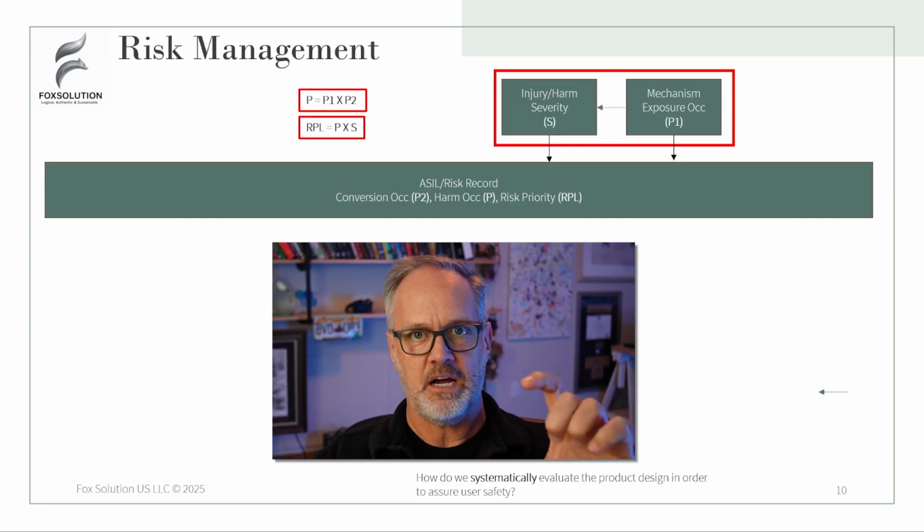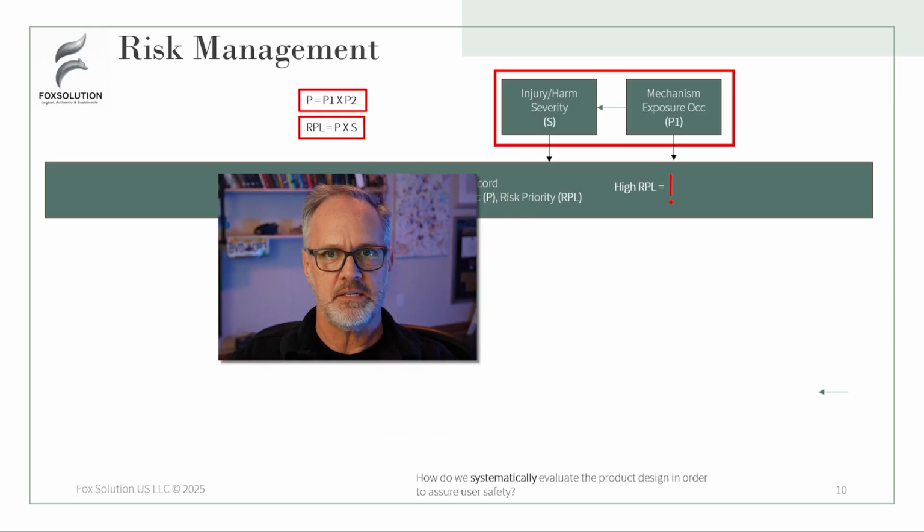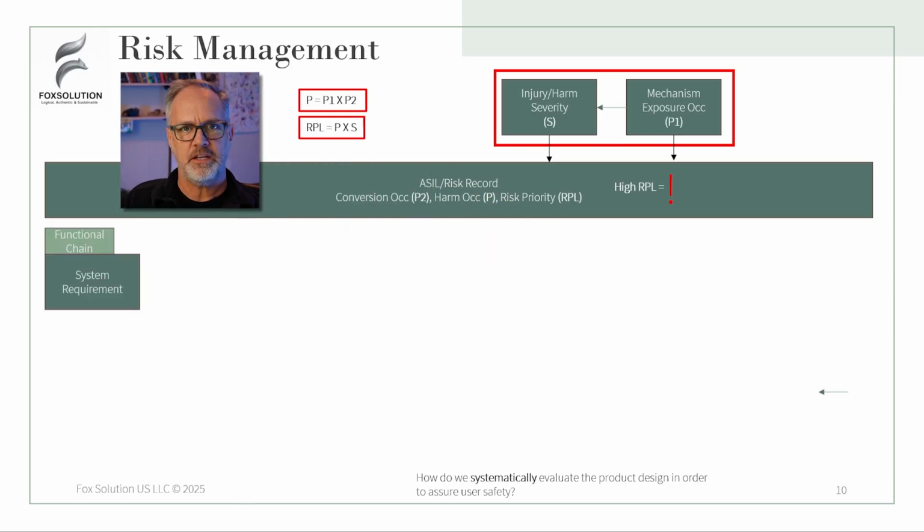So once we get that top level assessment done, what we're going to do then is stamp this ASIL or this risk record with how high the RPL is. And if the RPL is high, we're going to stamp it with this importance factor. We're going to give it a thumbs up that says this is something we need to be really concerned about in the design.